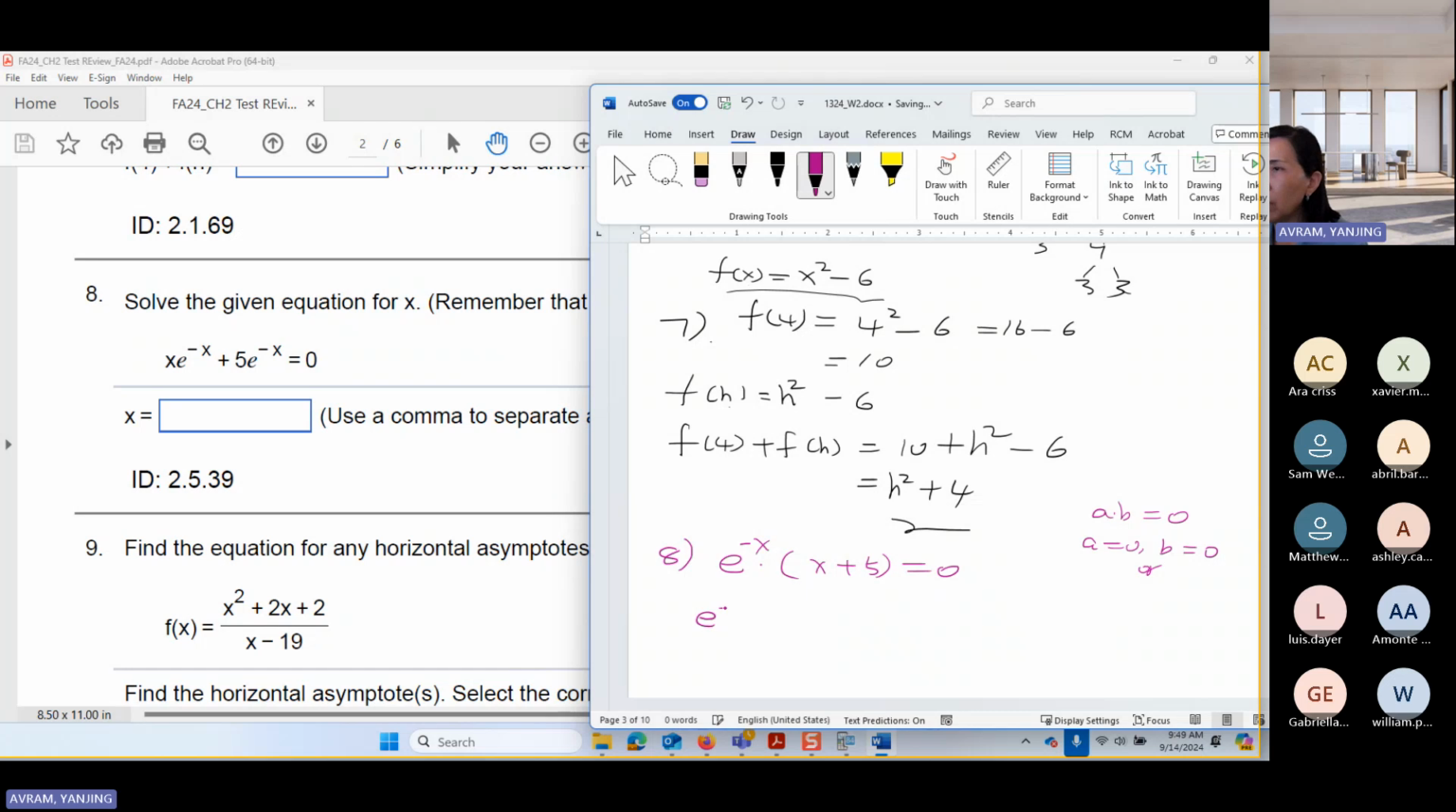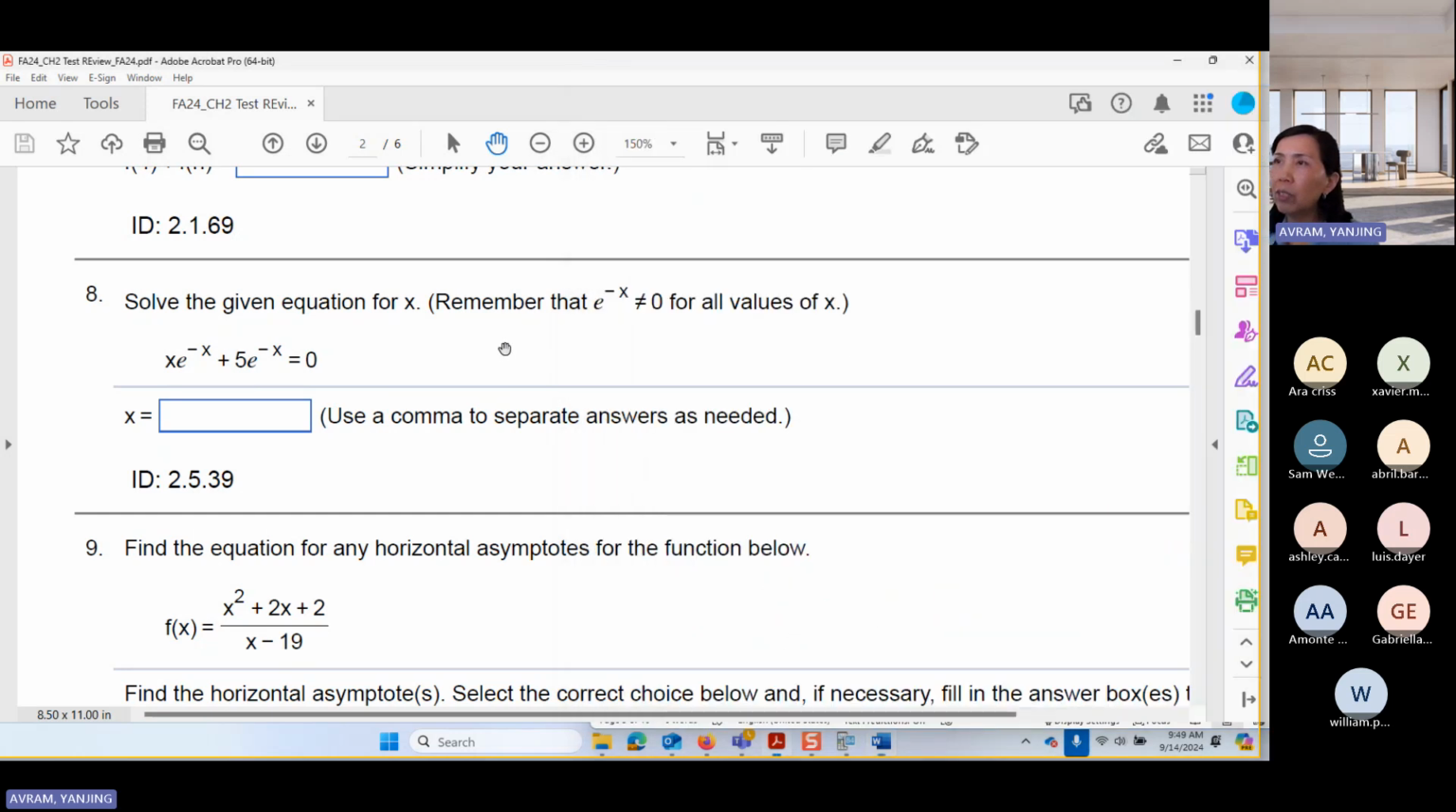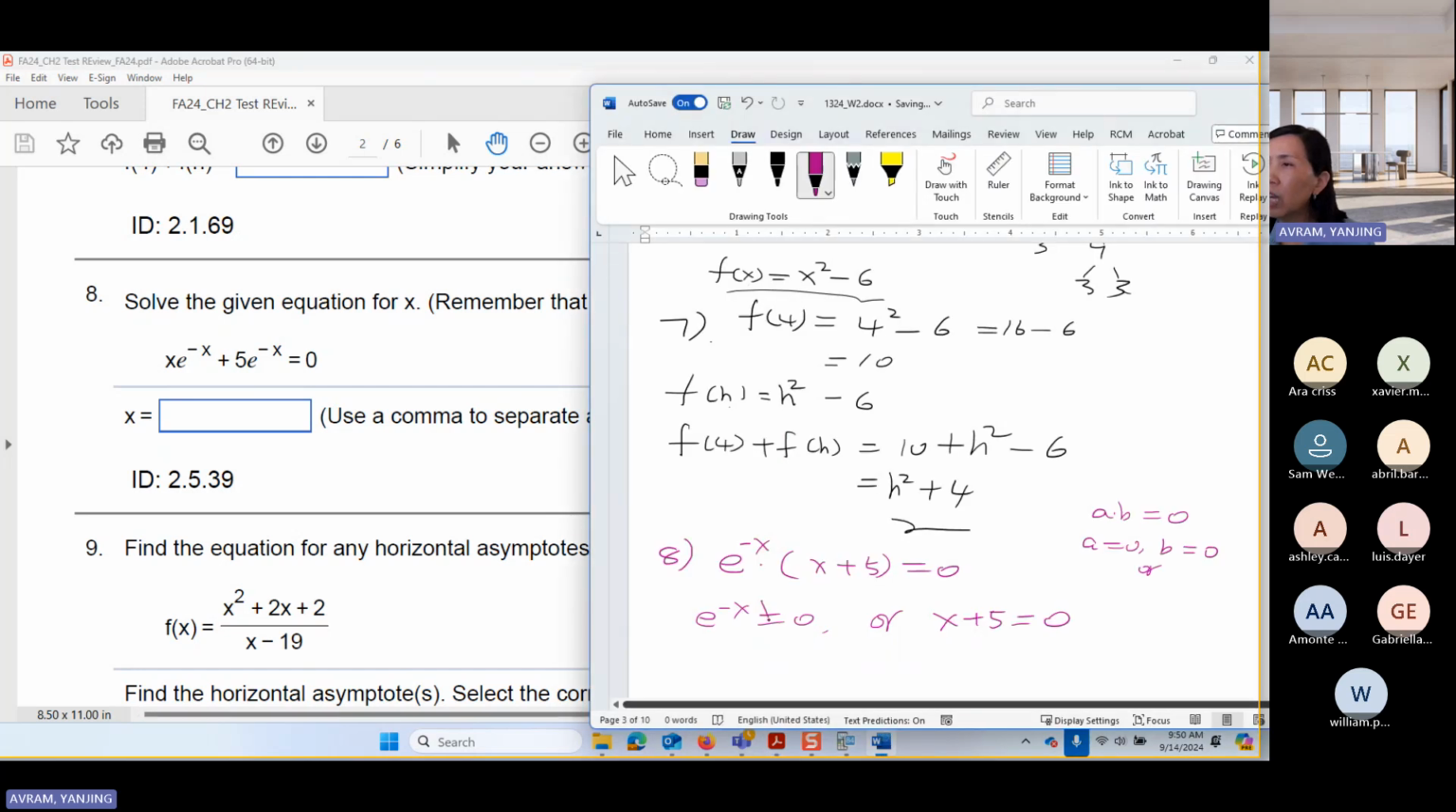This whole thing has two factors. You can have e to the x minus e to the negative x equal to 0, or x plus 5 equal to 0. But this question already told you, remember e to the negative x is not equal to 0. All right, so this is not equal to 0. So the only thing that can be 0 is this one. You don't have to solve this one right here because this will never go to 0. So this will be just x equal to negative 5. Okay, only one answer.